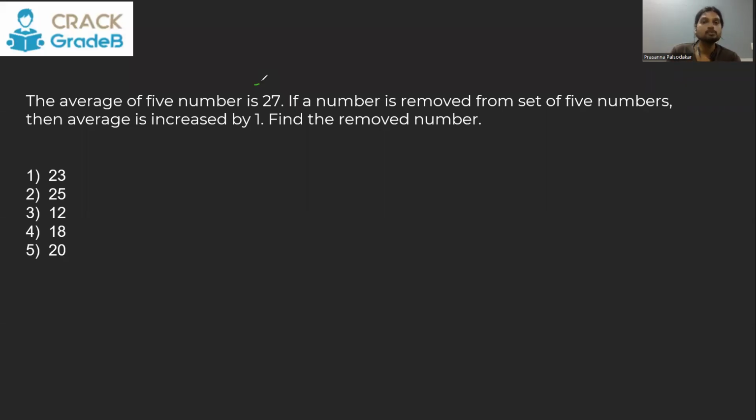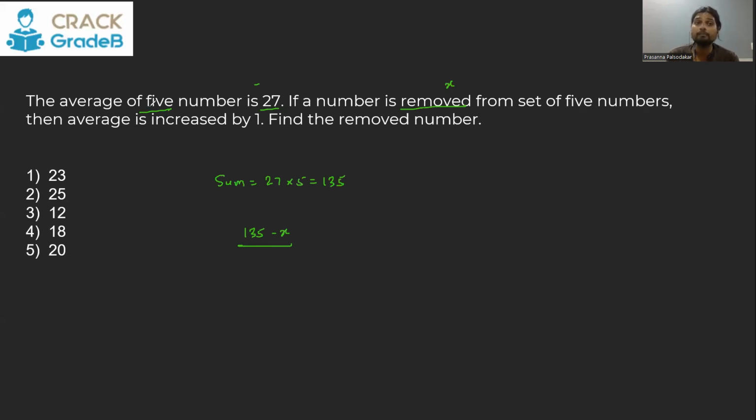The average of 5 numbers is 27. If a number is removed from the set of 5 numbers, the average increases by 1. Find the removed number. So you know there are 5 numbers whose average is 27. That means the sum is going to be average into number of observations, that is 135. A number is removed. Say the number is x. So now out of the 135 sum, if you remove x, this is the new sum. New sum divided by the new number of observations.